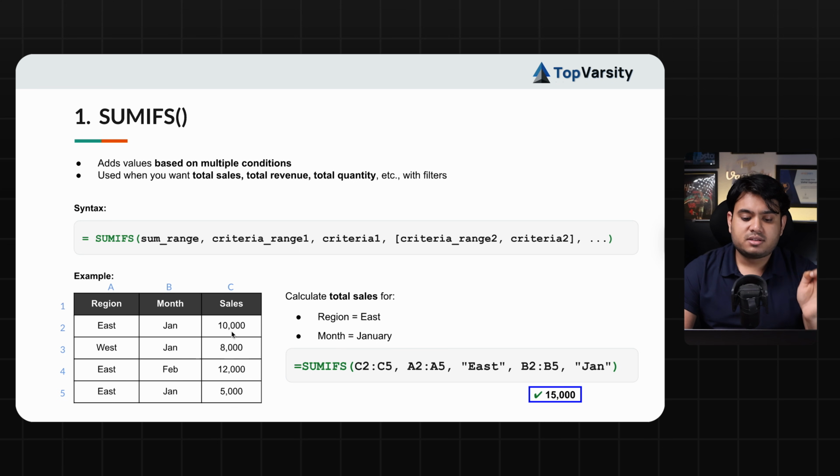This is the calculation of sales for East in the month of Jan. You can also do it manually here. East Jan 10,000, East Jan 5,000. So the total will be 15,000, and that will be your answer.